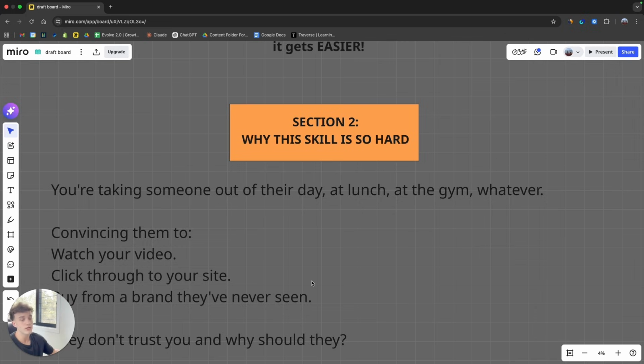Okay, so section 2: understanding why this skill is so hard, and understanding why all of what I've been preaching previously about the stuff you're going to go through is normal. What this comes down to is understanding what Facebook ads is at its core. You're essentially taking someone out of their day, if they're eating lunch, eating dinner, at the gym, whatever, when they're just mindlessly scrolling on their phone.